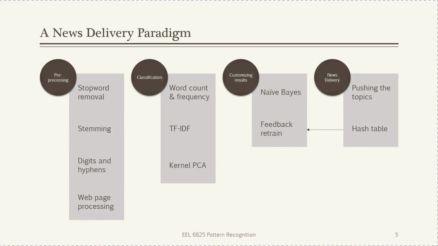So the proposed scheme here consists of four stages. The first one is pre-processing, which consists of stop word removal, stemming, digits and hyphens, and web page processing. The second stage, classification, includes word count and word frequency, term frequency and inverse document frequency, and kernel principal component analysis. For customizing results, I got a naive Bayes classifier.